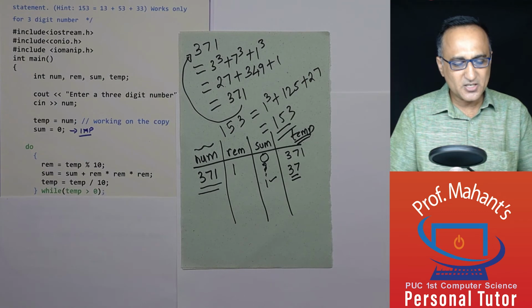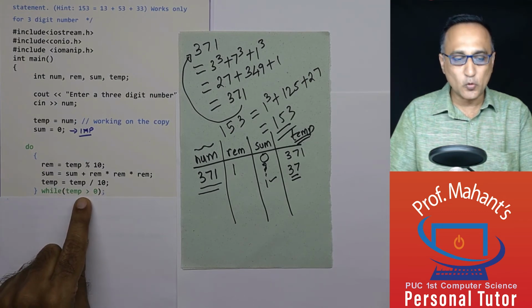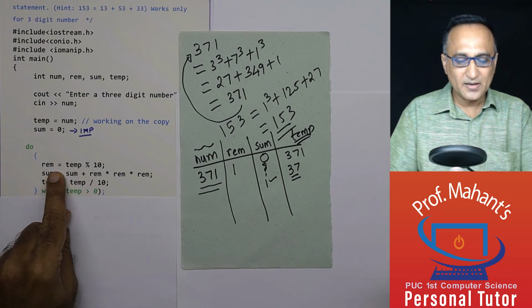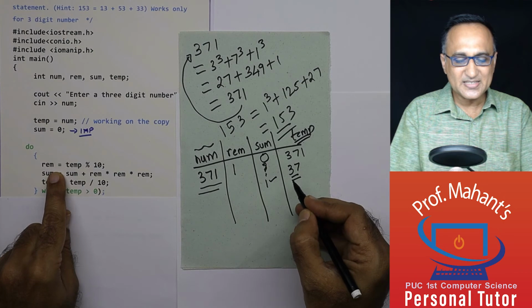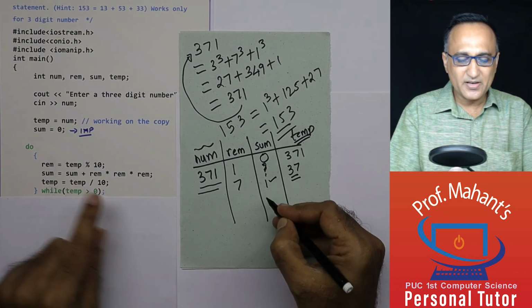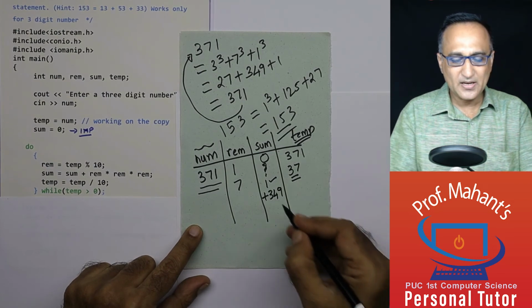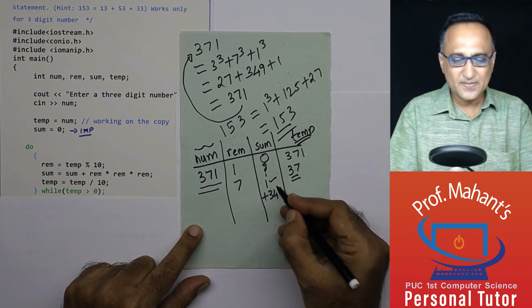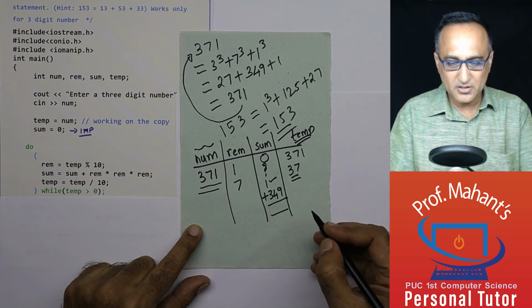Now what is the condition? As long as temp is greater than 0, this condition is still true. I go back here. Remainder is 37 divided by 10, the remainder is 7. Sum is 1 plus 7 cube. Now sum is 1 plus 7 cube.